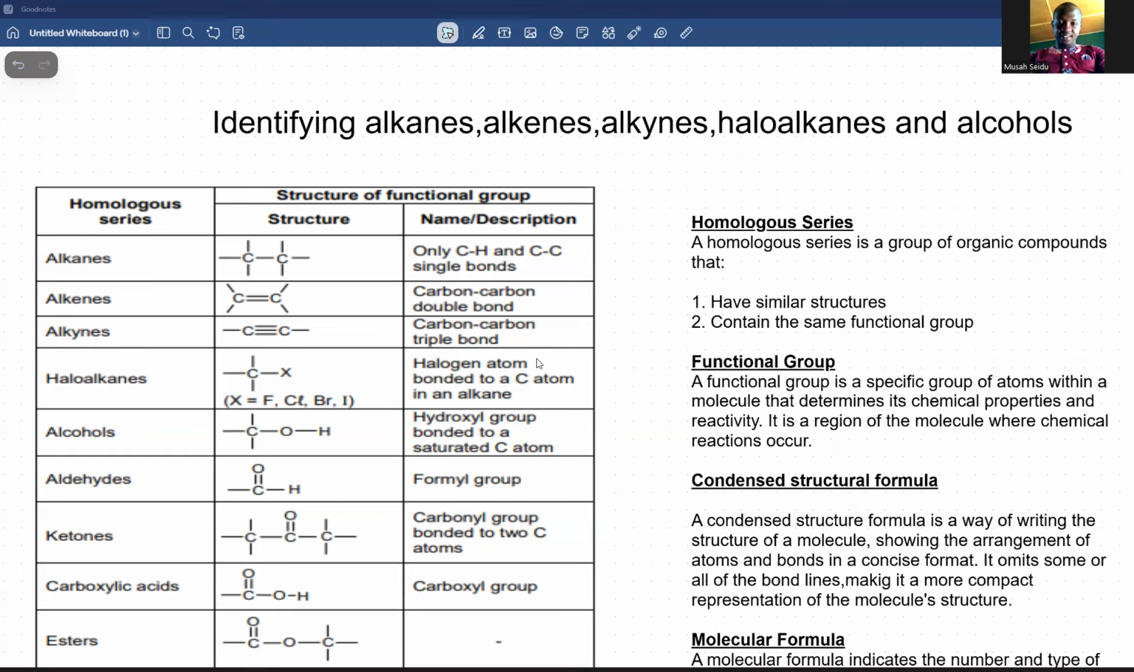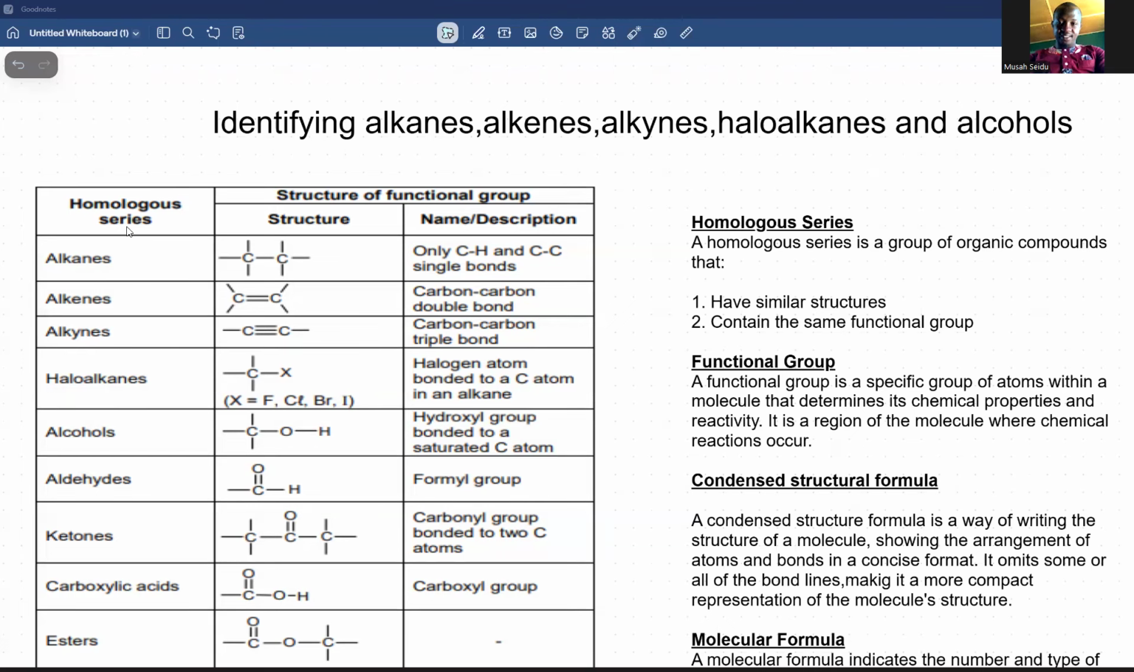Hello, grade 11s. In this video, we are going to look at identification of the organic molecules: alkanes, alkenes, alkynes, haloalkanes, and alcohols.